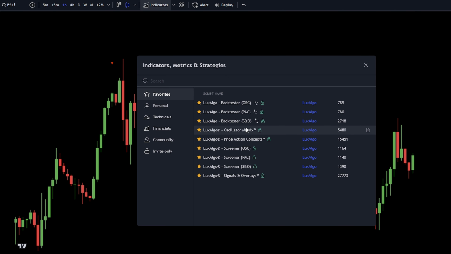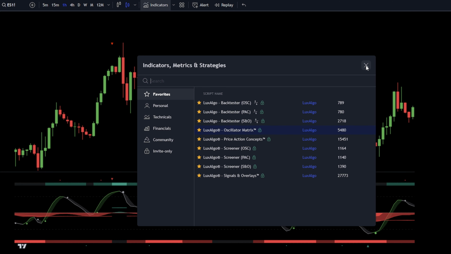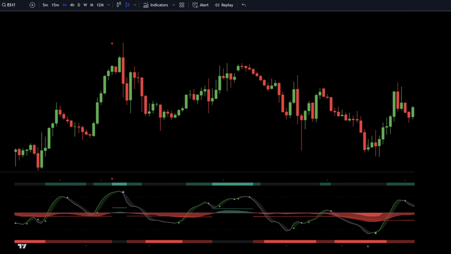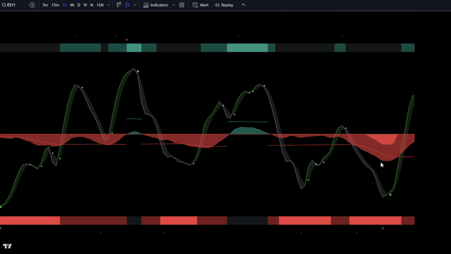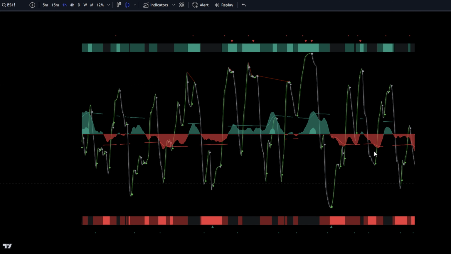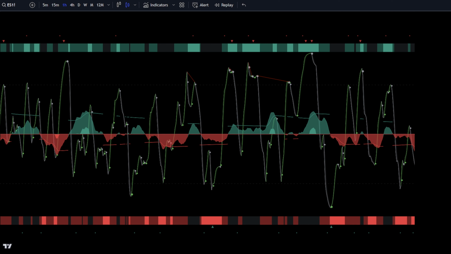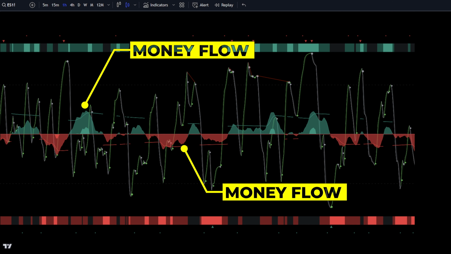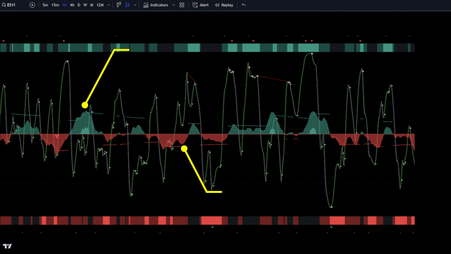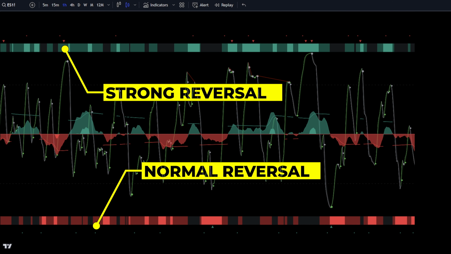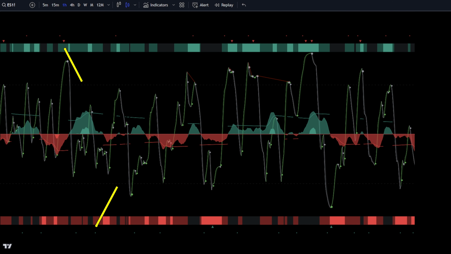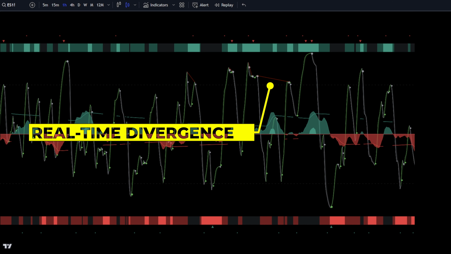So, what exactly is the Oscillator Matrix? It's an advanced all-in-one tool for trend following and spotting reversals. Unlike other indicators, this one is loaded with multiple components that work together, helping us spot where the market's moving and when it's likely to turn around. Here's a quick breakdown. First off, the Oscillator Matrix gives us signals about money flow in the market, helping us see where big moves might be forming. You'll also get reversal signals that show up right when the market is gearing up for a potential trend change. Plus, we have built-in divergence signals that highlight when price action is weakening, which often hints at a coming reversal.